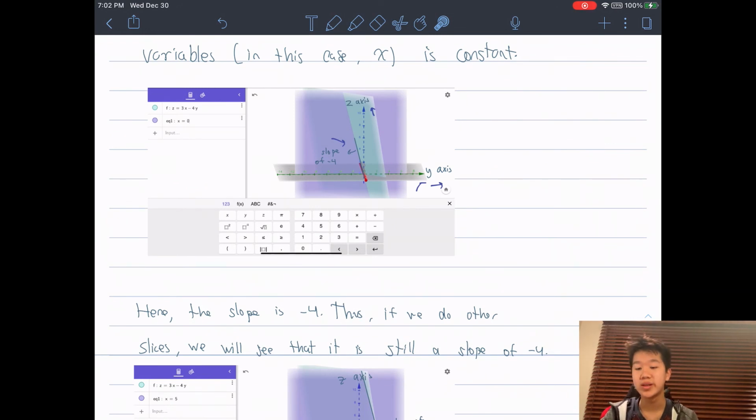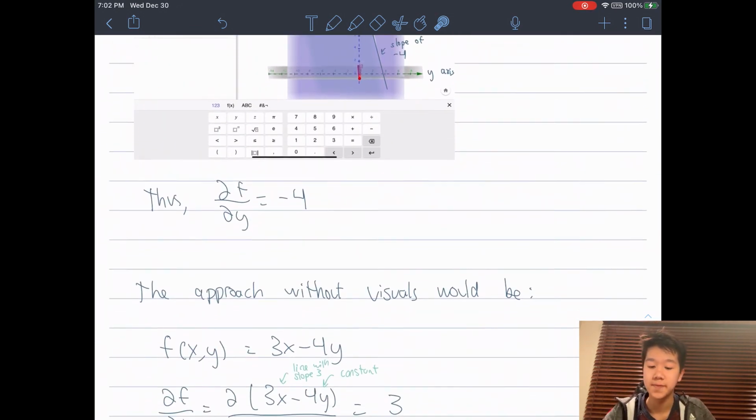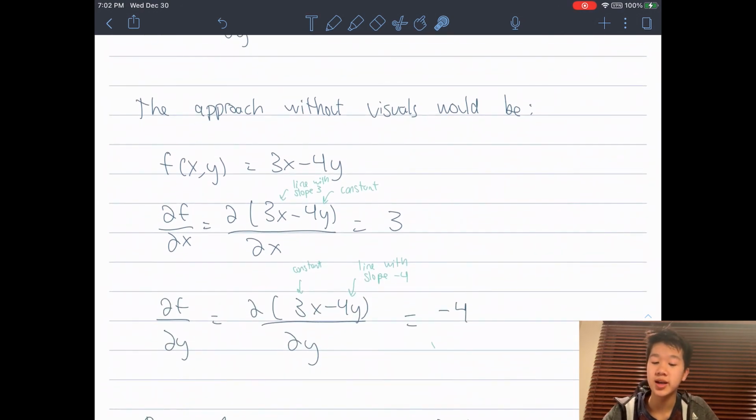So the approach without these fancy GeoGebra visuals would be that I have a function, f of x, y equal to 3x minus 4y. So I'm going to say del f over del x is just equal to del of 3x minus 4y over del x. And then we know that minus 4y is a constant, as I told you before, we keep the other variables constant. And 3x is just a line with a slope of 3. So basically, this is the equation of a line: a slope times x minus a constant, or plus a constant. So what is the slope of this?